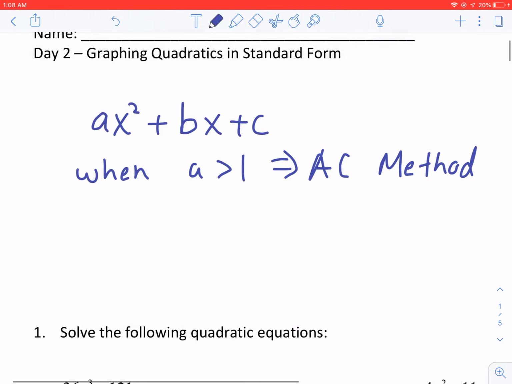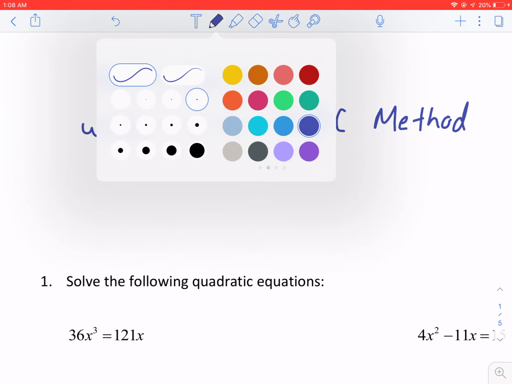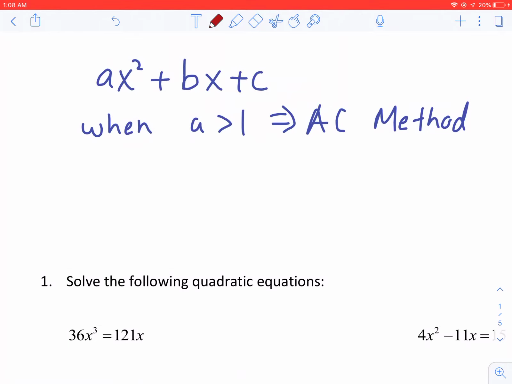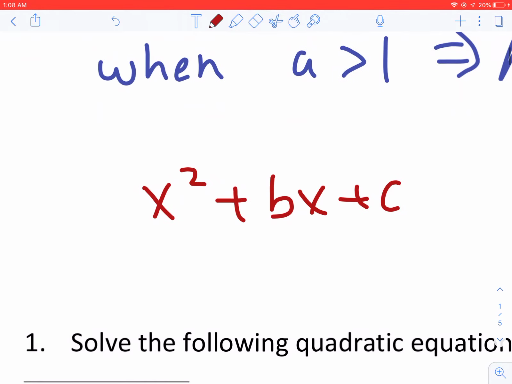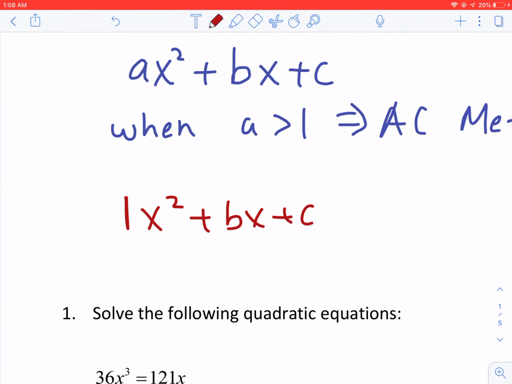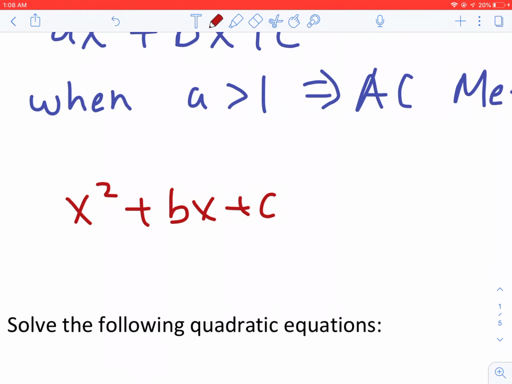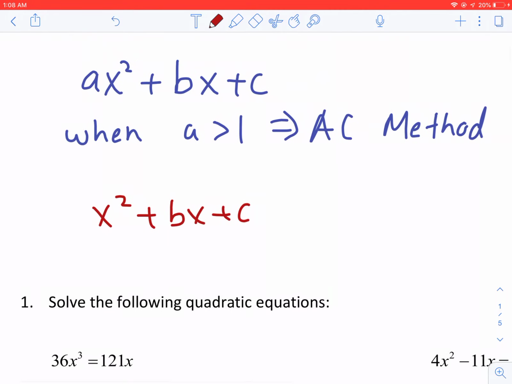And previously, before this AC method, we saw how to factor quadratics like x squared plus bx plus c, where the a value was equal to 1. Then all we had to do was find two numbers that multiply to the c value and add up to the b value, and then we were done. So when a was equal to 1, I guess we can just call that trinomial factoring.